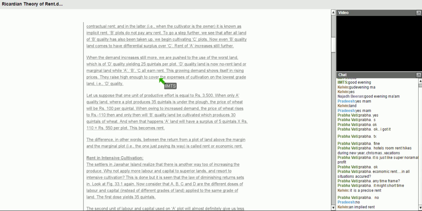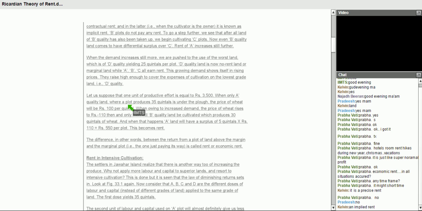The price is high enough to cover the expenses of cultivation on the lowest grade of land, that is D quality. It's not that the rent will just increase. The rent will increase to this extent that suppose you are investing in a D piece of land and you are using 10,000 rupees for that, so that 10,000 will be equal to the increase in the rent of A, B and C, especially A. Okay, so they will eat up the whole portion of that.